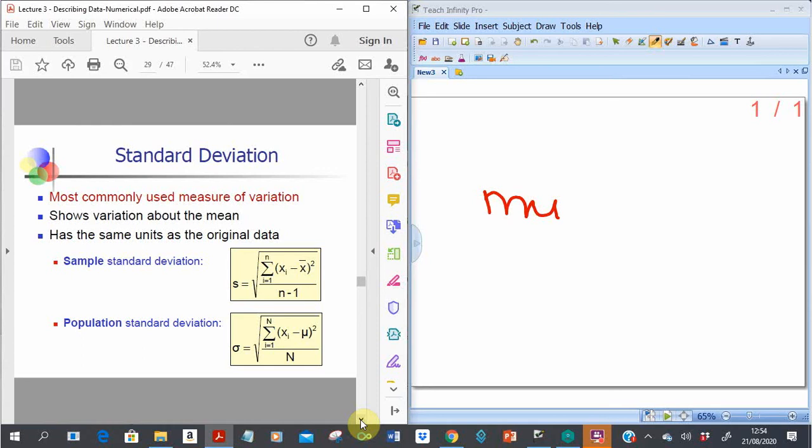So the standard deviation is just given by the square root of the variance. Standard deviation is the most used measure of variation, and it shows variation about the mean. It has the same units as the original data.